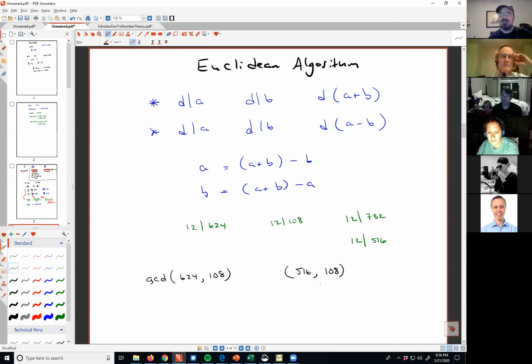And so going either way, if you have a common divisor of these two numbers, it must be a common divisor of 516. That's our second theorem. And if we have a common divisor of 516 and 108, then we have a common divisor of their sum, which was our first. So all the common divisors are the same, so the greatest of those common divisors must also then be the same.